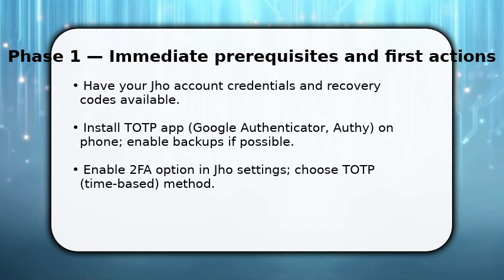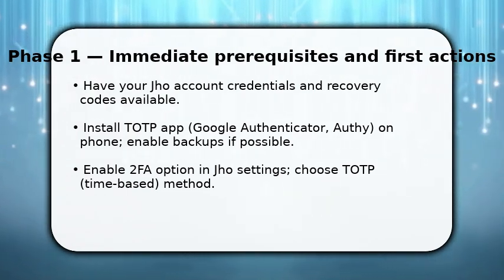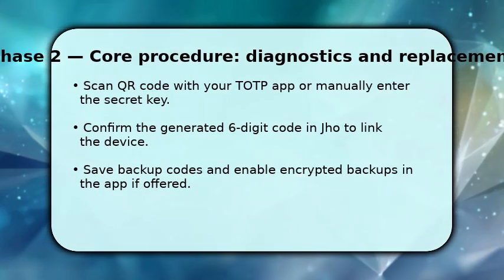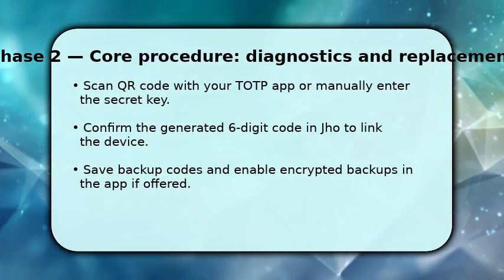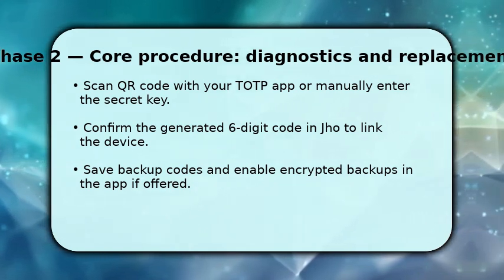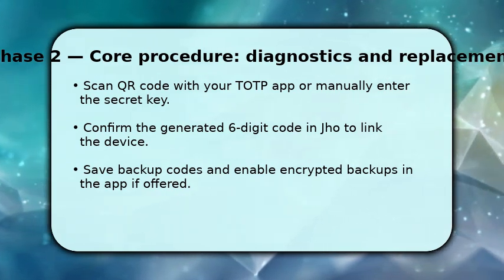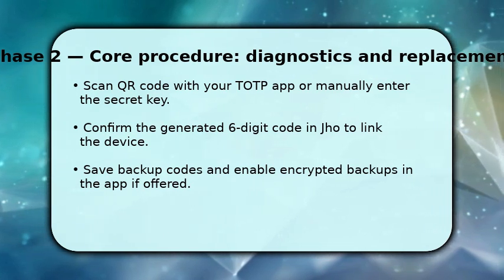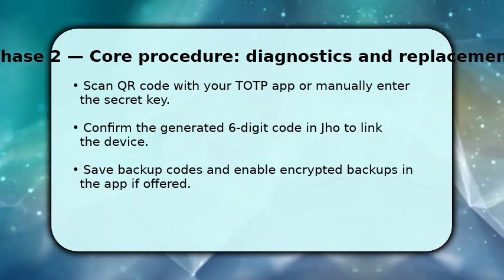Now tap Enable or Set Up and keep this screen open, because the next step is scanning or entering the key. Once the QR code appears, open your TOTP app and choose Add Account, then scan QR code or manual entry. If you enter the secret key manually, type it exactly. Spacing usually doesn't matter. After the app produces a 6-digit code, type that code back into JHO to confirm the link. Make sure the code refreshes every 30 seconds.